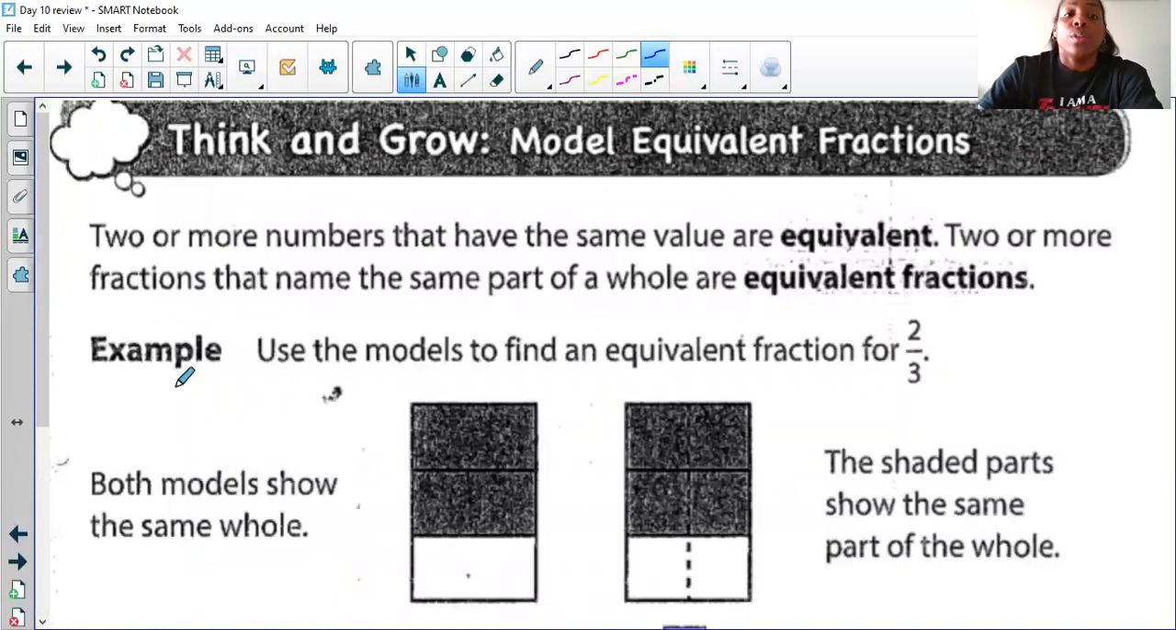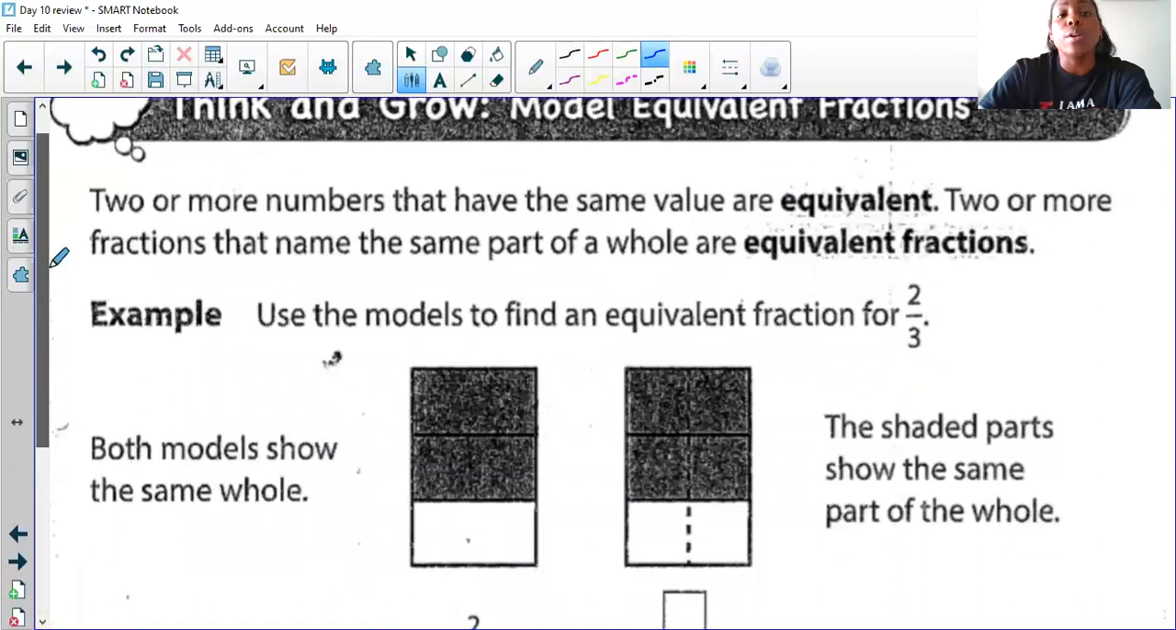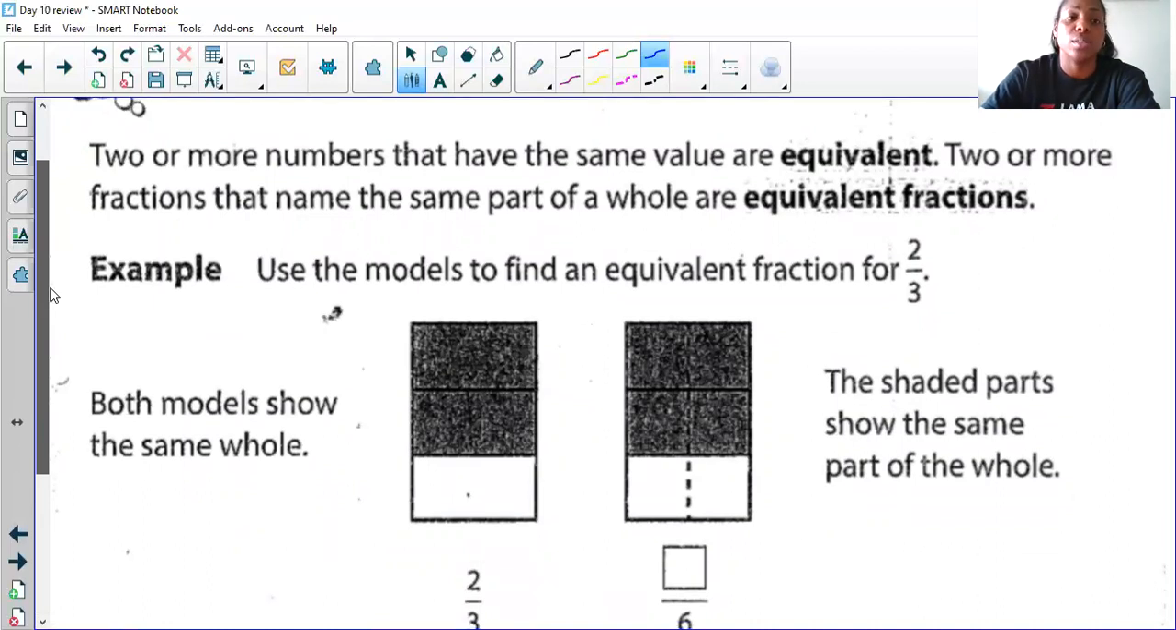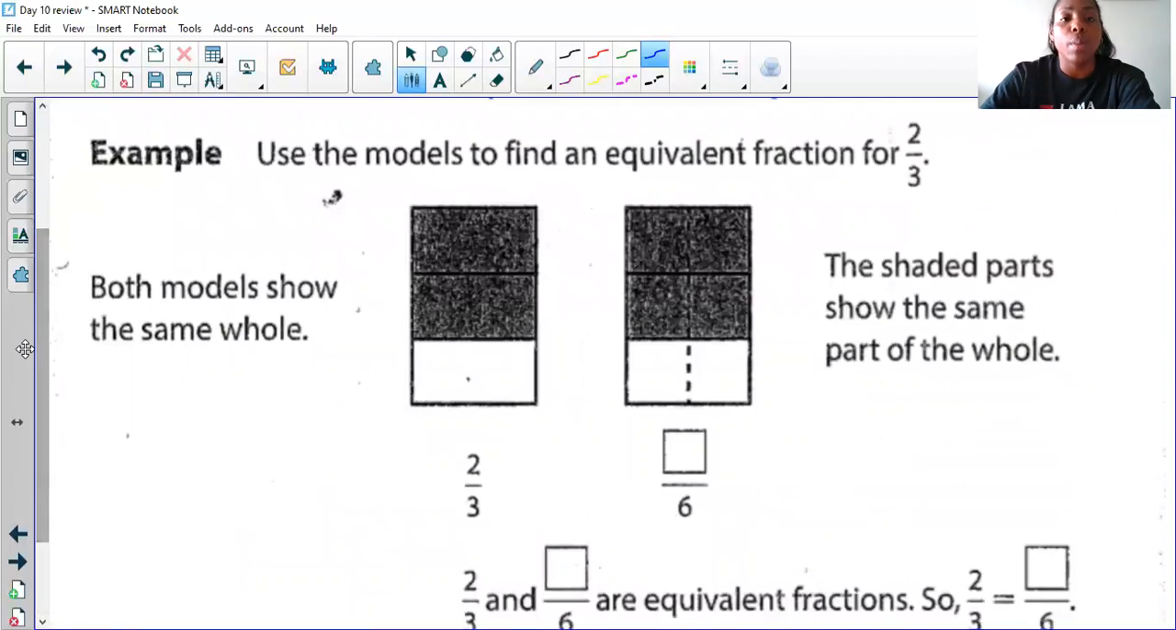So Think and Grow: model equivalent fractions. Two or more numbers that have the same value are equivalent. Two or more fractions that name the same part of a whole are equivalent fractions. Example, use the models to find an equivalent fraction for 2/3. Both models show the same whole. Both models are taking up the same amount of space, if you notice.